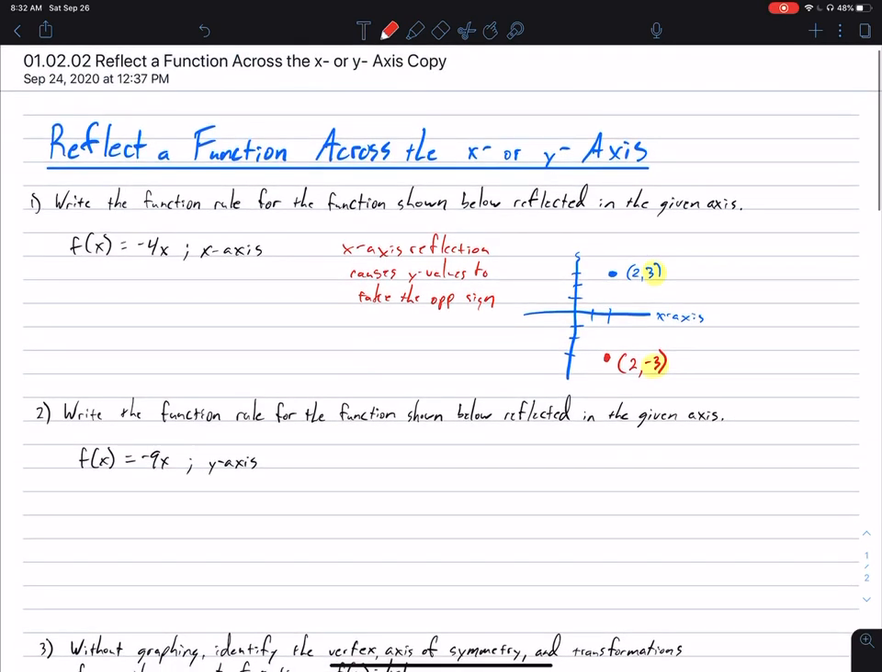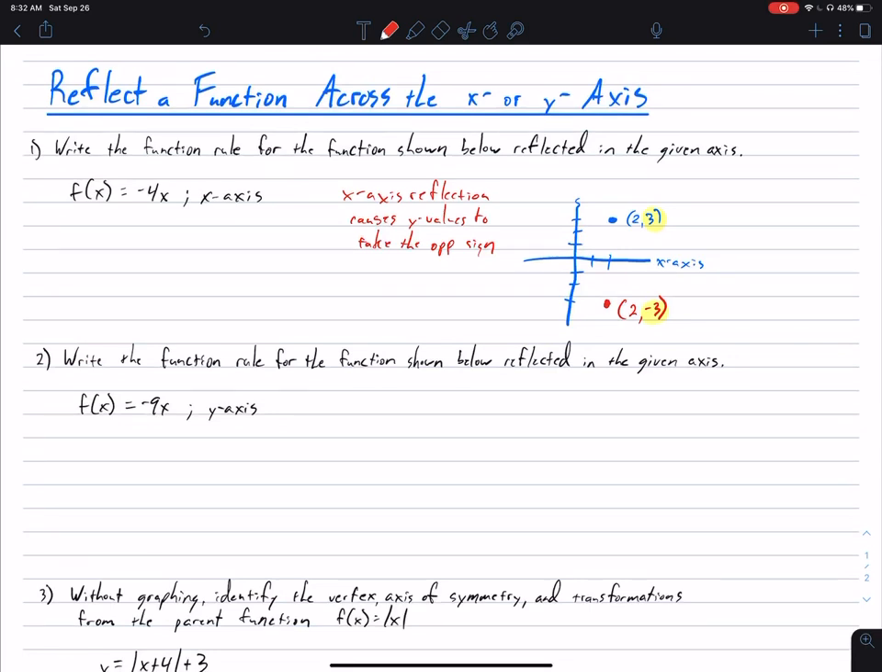What's going to happen is the entire function itself is going to be changed to a negative. So we could say f of x or g of x, whatever we're changing it to, I'll leave it the same. We're going to make the entire function negative. And if you were to rewrite that, negative of negative 4x would just be 4x. So that would be equal to 4x. And if you were to graph negative 4x and 4x, you'll see that they're reflections of each other.